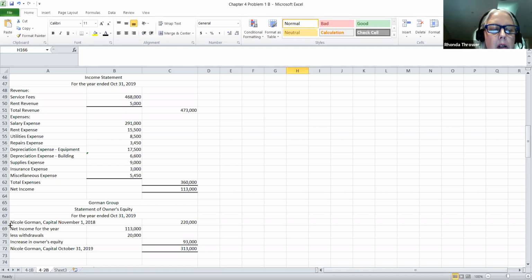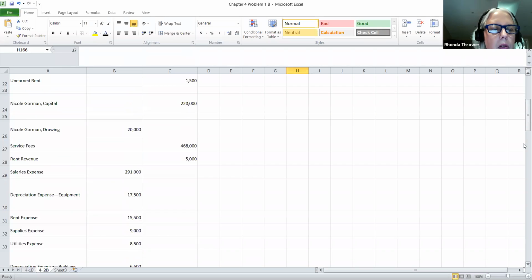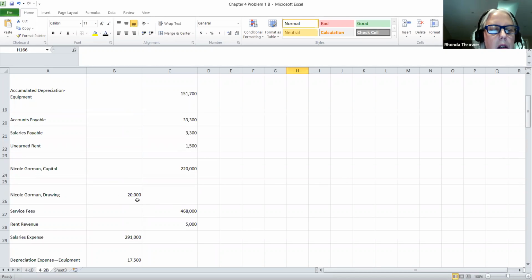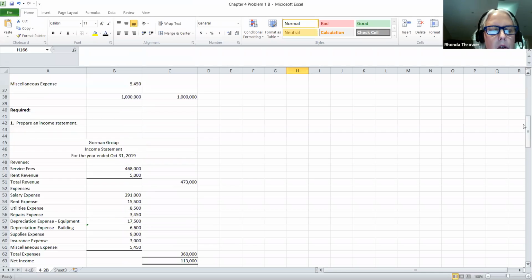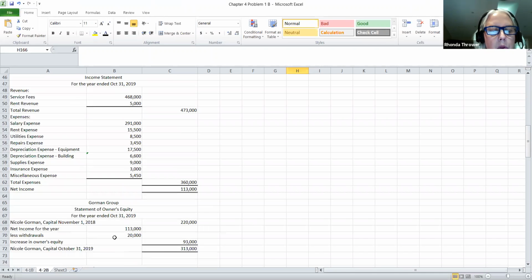And so what we will have is net income for this period of time. The net income comes from the income statement. It's just copied in. And then the owner's withdrawals, which was given in the adjusted trial balance in the drawing account right here, is copied in for the withdrawals. The $20,000 amount is just brought forward from those given amounts. Now, the net income is a positive amount, which will add to owner's equity.